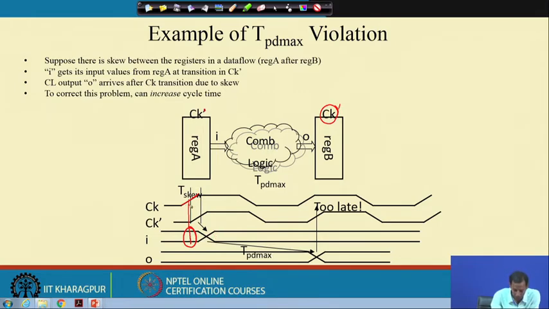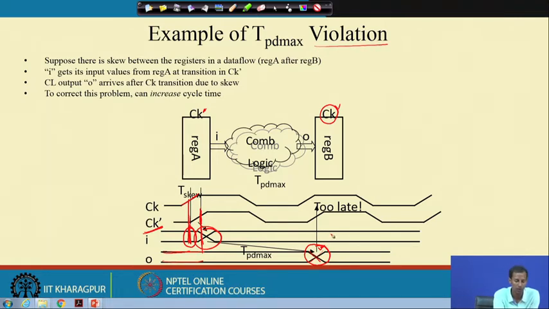Now, at this particular edge, it finds that these values are not changing, so it will try to hold its value. Then again, what is happening here? This is clock bar, this is clock. So at this clock bar, at this particular point, as this data is changing, again it will try to change its value. Means what? Because of this skew, the proper change in the data is missed. Because of these things happening, we are getting the violation.